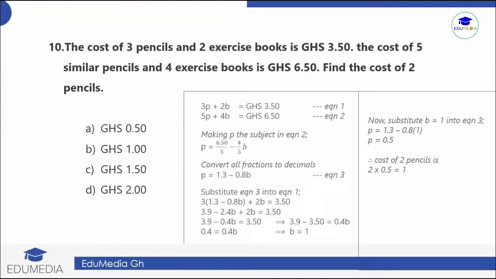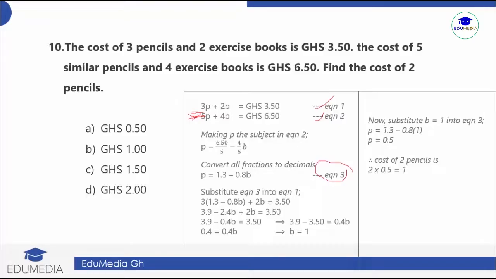Now I decided to name this equation 1 and this equation 2. All right, now making P the subject in equation 2, we got P equals 6.50 divided by 5 minus 4 over 5b. Okay, now to make the working easier for me, I decided to convert all these fractions to decimals so that my workings will be much clearer and easier for me. Okay, so converting it, I have P equals 1.3 minus 0.8b. So this becomes my third equation. Okay, so equation 3 here.